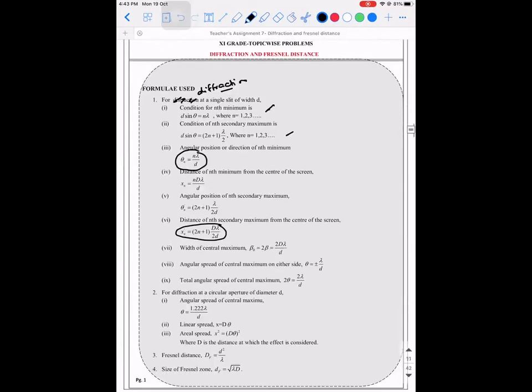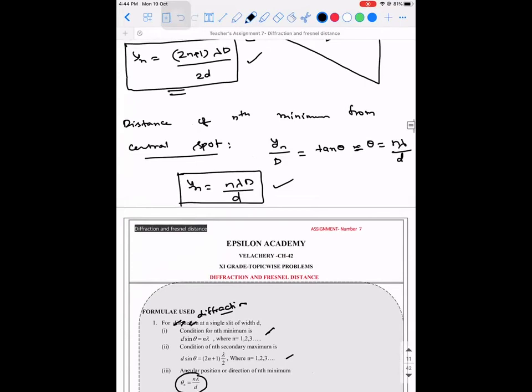So those things are given here. Similarly, one important point to be noted here is that the width of the central maxima is always double the width of any other maximum. Okay, please write it down. Width of the central maxima is 2 lambda into capital D by d. Okay.